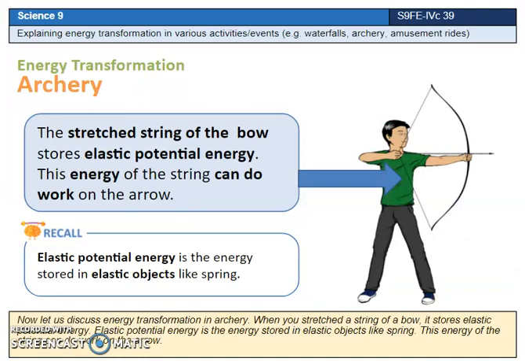Now let us discuss energy transformation in archery. When you stretch the string of a bow, it stores elastic potential energy. Elastic potential energy is the energy stored in elastic objects like a spring. This energy of the string can do work on the arrow.